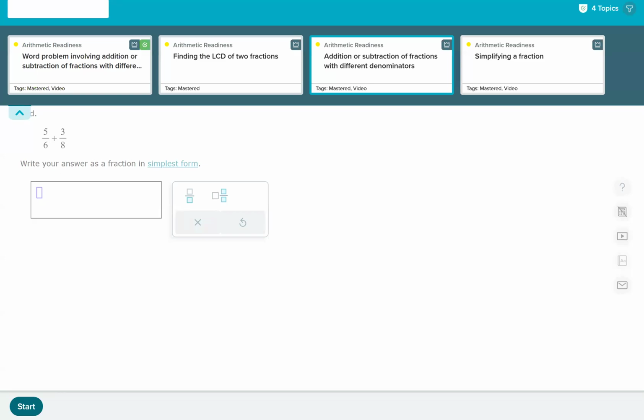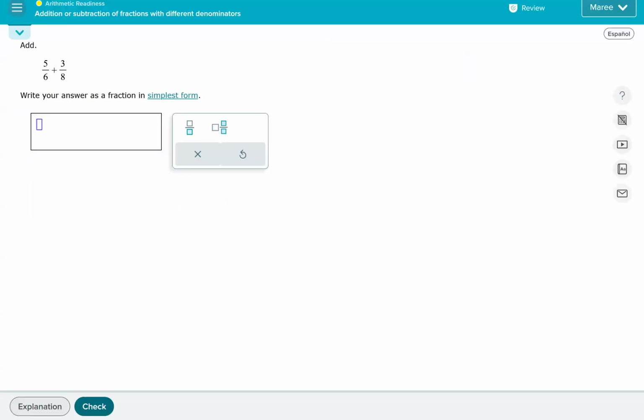This lesson is called addition or subtraction of fractions with different denominators. So when you have different denominators, before you can add and subtract them, you have to get a common denominator. We like to use the least common multiple of the two denominators. And I do have a video on least common multiples of two numbers.